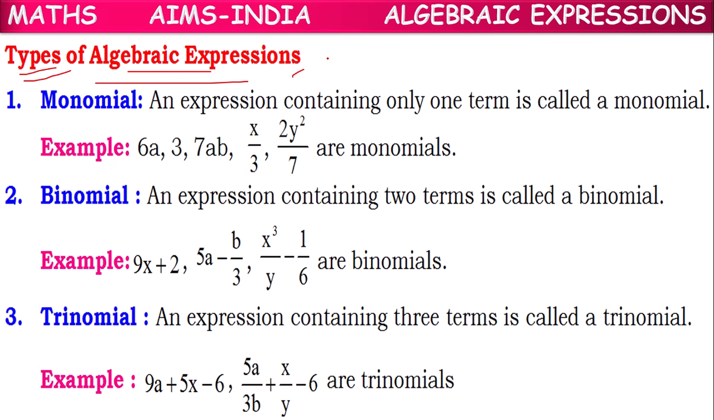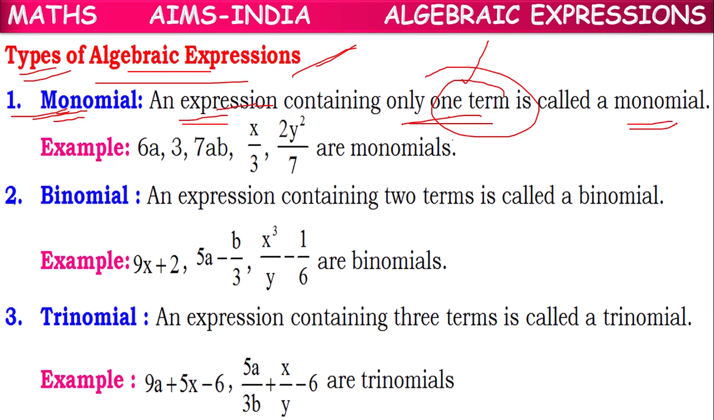Next, types of algebraic expressions. Monomial. Monomial means an expression having only one term. If the expression has a single term, or one term, then that expression is called a monomial, where mono stands for one, single. Like 6a, 3, 7ab, x by 3, 2y square by 7. These are all expressions having only one term, so they are called monomials.